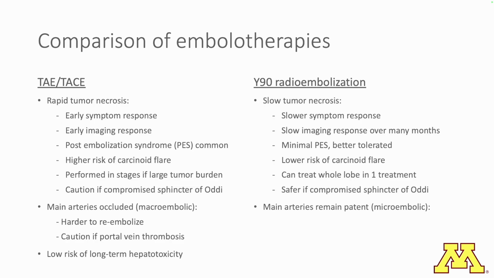If a patient has disease in one lobe or the other lobe of the liver, or both lobes, we can treat a lobe at the same time. And then if we were to treat the other lobe, we typically wait 6 weeks or so, see if they have tolerated the treatment well, and we treat the other lobe.